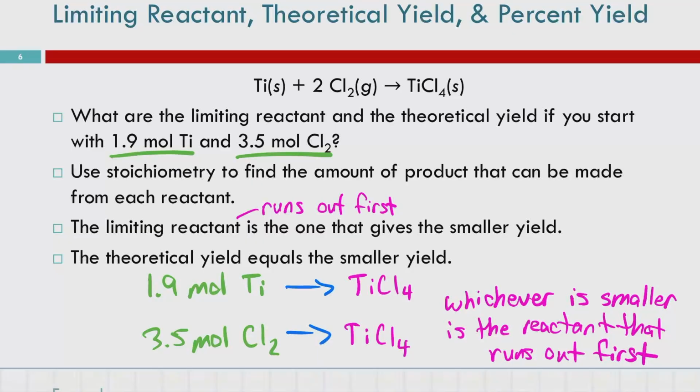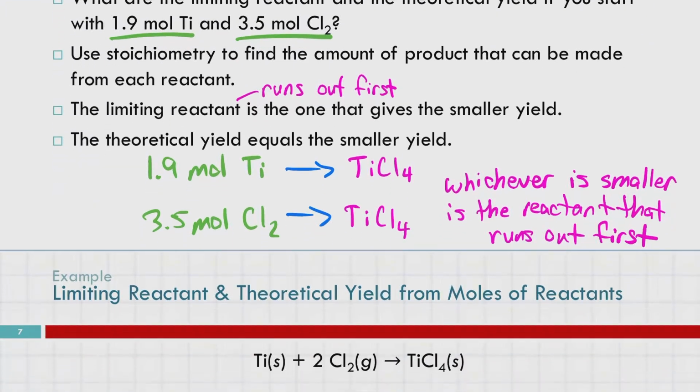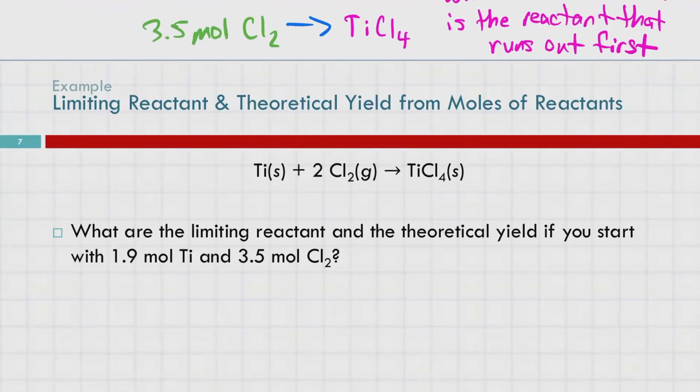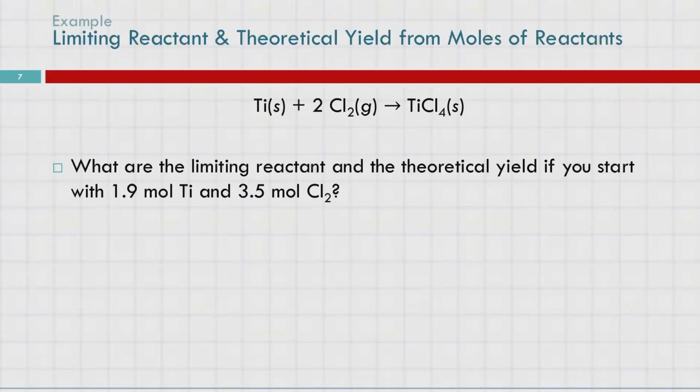So basically what we're trying to figure out is which one's going to run out first, which one's going to stop us from making more chairs. So what are those limiting reactant and theoretical yields?